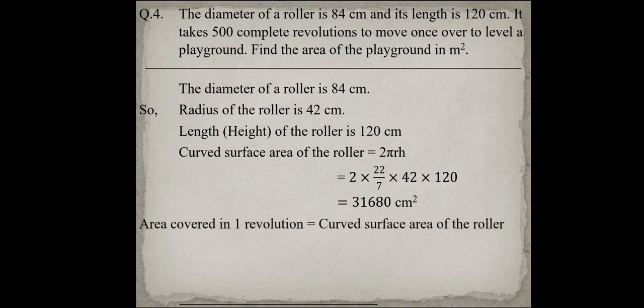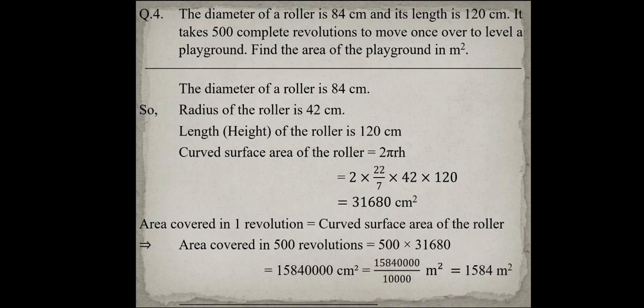Now the area covered in one revolution, it means if you roll that roller once, you are covering the curved surface area of the roller. So in 500 revolutions you will multiply 500 by the curved surface area of the roller. So 500 into 31,680 equals 1 crore 58 lakh 40,000 centimeter square. Now we will convert this unit into meter because we need to find the area of the playground in meter square.